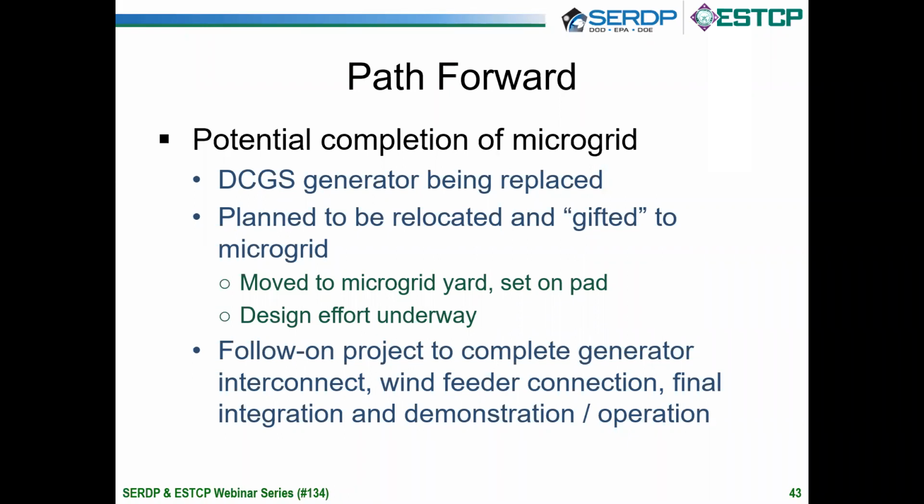But because that generator was dramatically oversized for the building it's connected to, the 102nd Intelligence Wing is now replacing it with a right-sized generator and attempting to gift the DCGS generator, that's the name of the installation, to the microgrid and relocate it at the Microgrid Yard. That is currently underway, and we would look to complete the integration of the generator in its new location under a follow-on project, where we would also finalize the connections to the wind turbine and do a final integration demonstration operation. Because of that generator issue, we weren't able to get as far as we wanted on our islanding objectives, but all the equipment's there, and it's really just getting that generator squared up and integrated in the location to complete those objectives. Next slide.